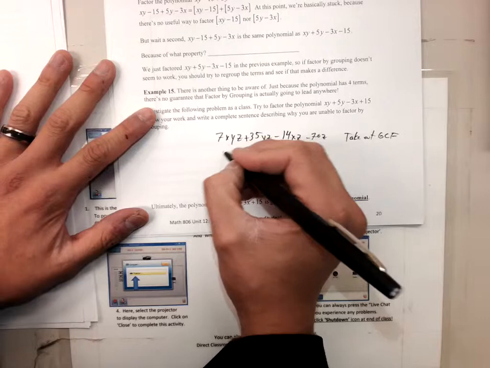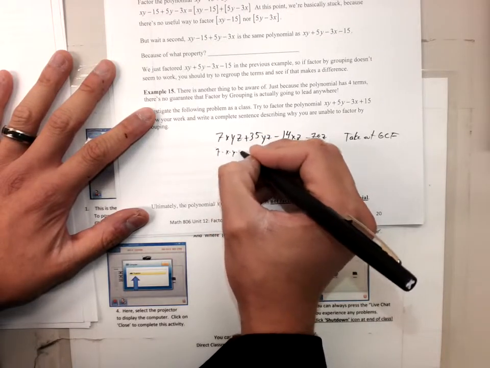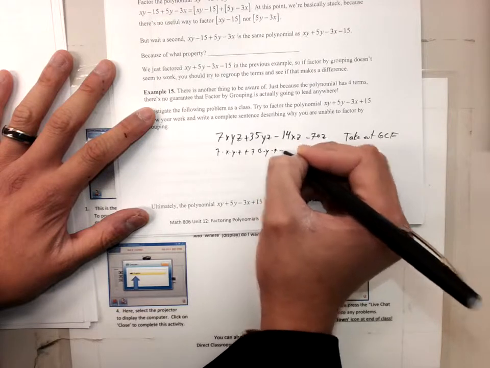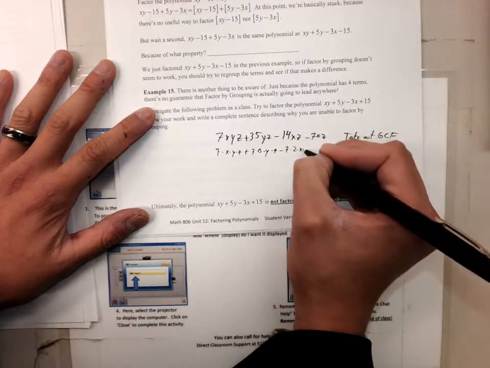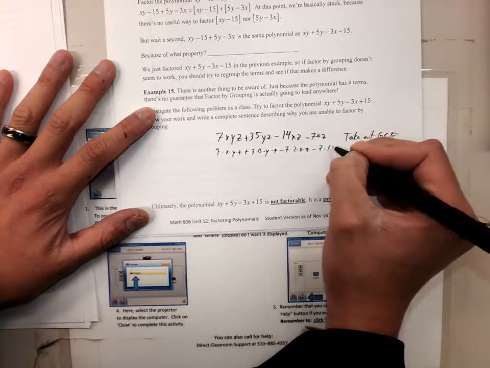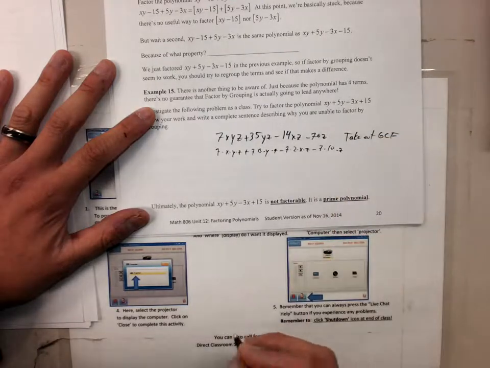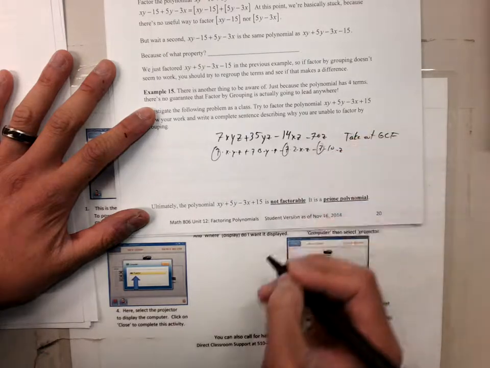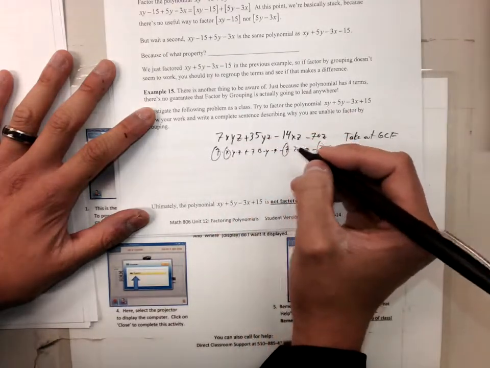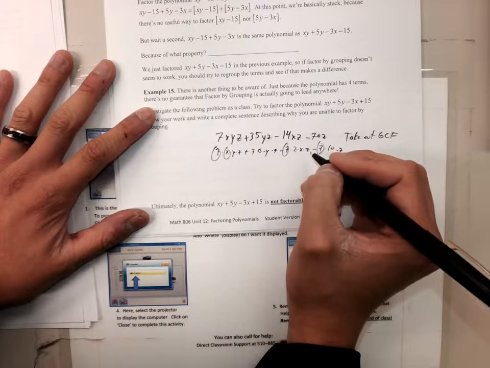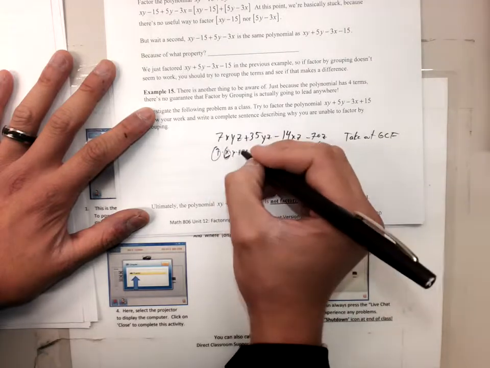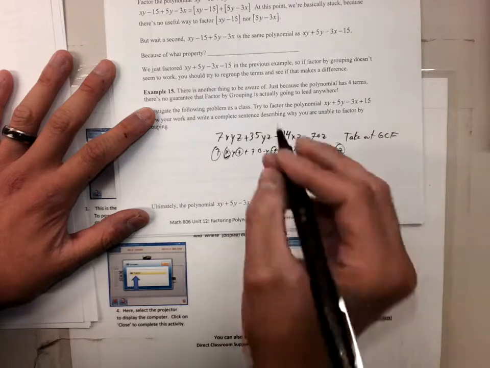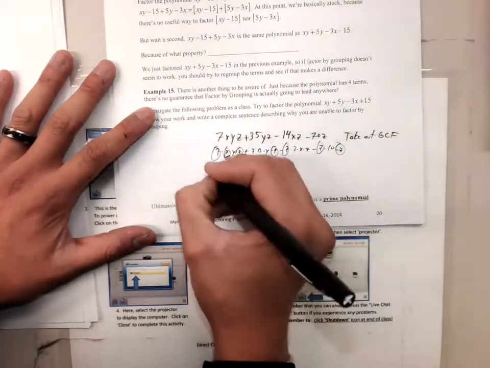Why? Because this is 7 times x times y times z plus 7 times 5 times y times z minus 7 times 2 times x times z minus 7 times 10 times z. We can see they all have a 7, and they all have, not an x, a z. So, what do you take out? You take out the 7z.